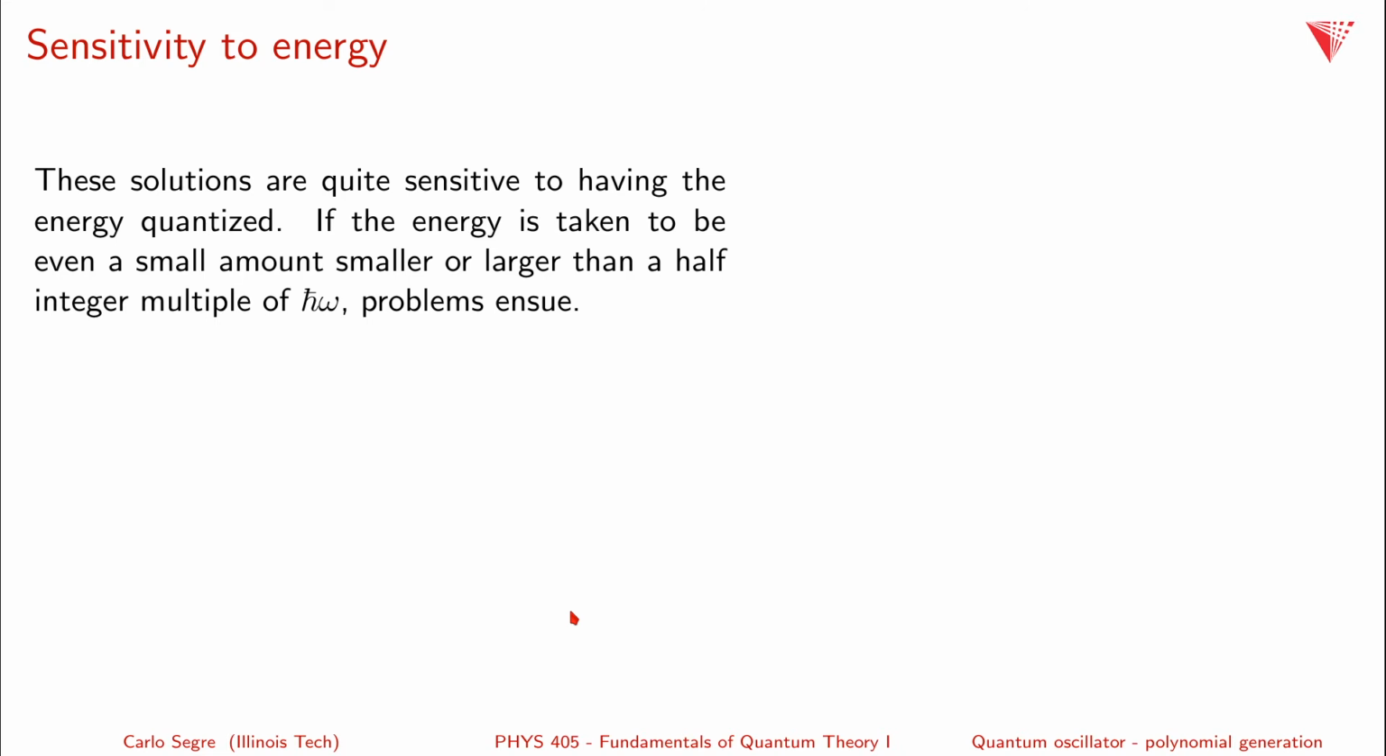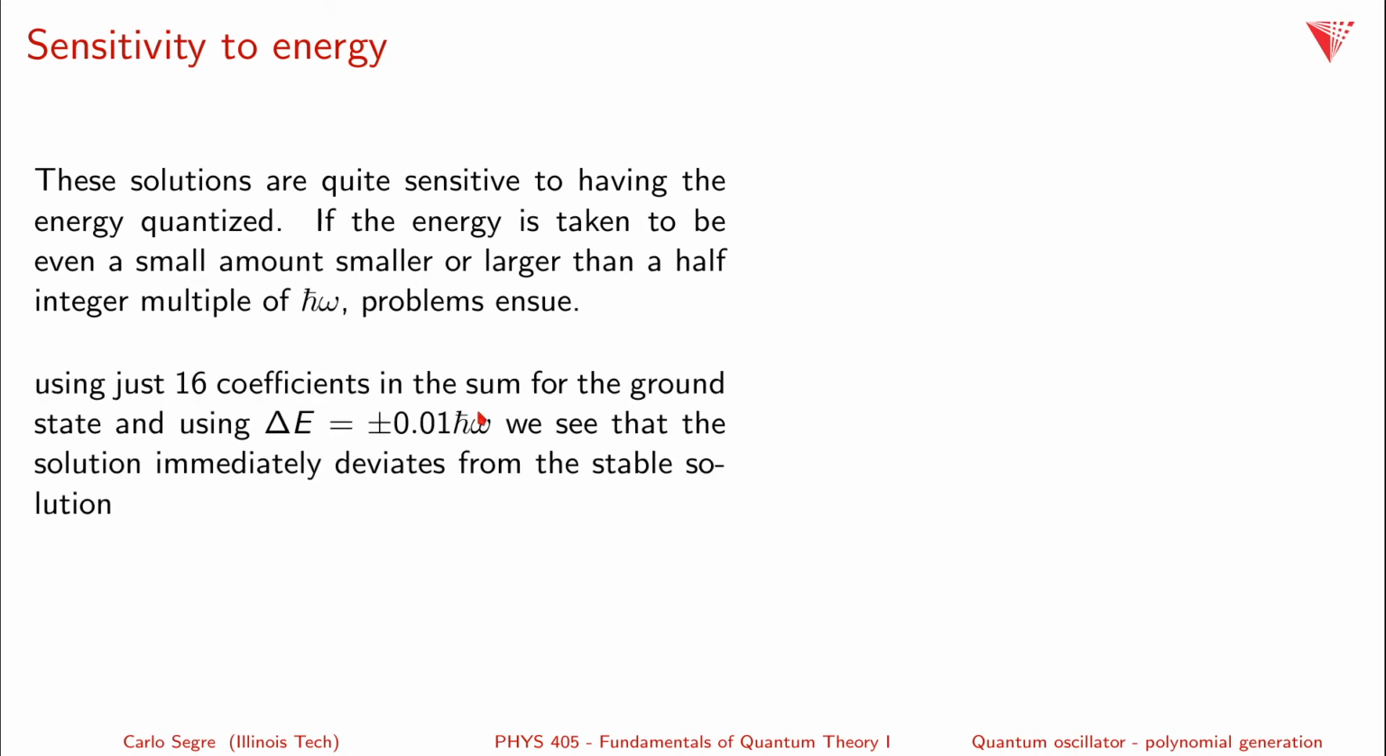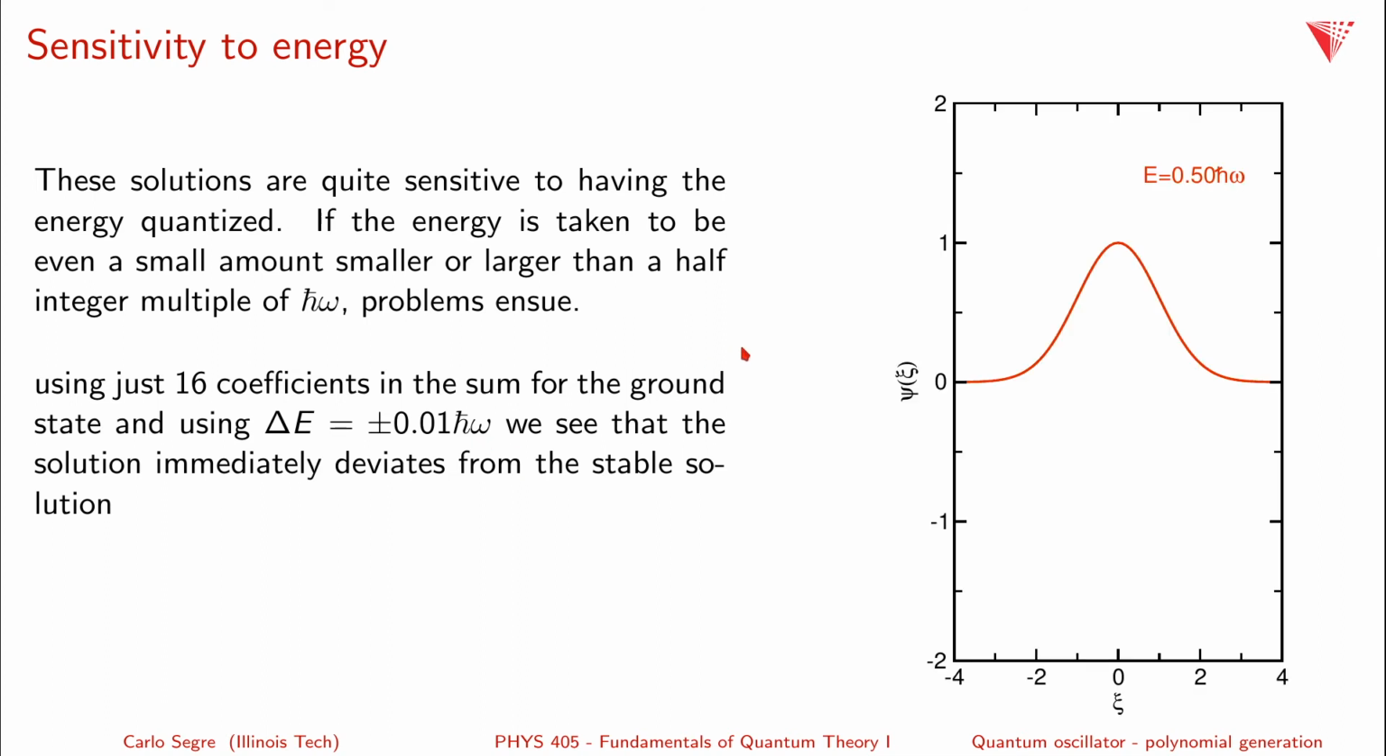Now, the functions are very sensitive to having the energy quantized. If the energy is taken just to be a little bit different than half an integer multiple of h bar omega, we've got problems. Let me show this to you graphically. If I use 16 coefficients in the sum for the ground state, and then I take delta E equal to plus or minus 0.001 times h bar omega, if E is equal to 1/2 h bar omega, then this is a very nice solution.